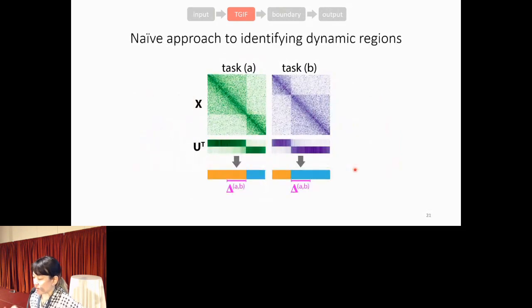Now, once we have the factors, what do we do with them? We could treat the factors as latent features representing the genomic regions and then cluster them. This is what a lot of people do with NMF. We could then identify regions that change cluster assignments from one context or task to another. So here we have a stretch of regions that went from the orange cluster to the blue cluster when going from task A to task B. Unfortunately, this approach had high false positive rates in identifying these dynamic regions in simulated data, especially as the number of tasks increased beyond 2.